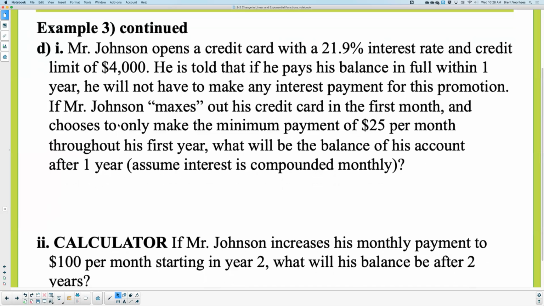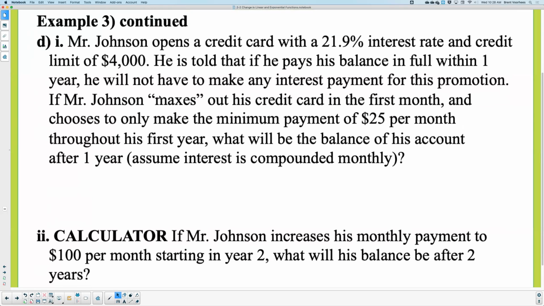If Mr. Johnson maxes out his credit card, that means he spends all $4,000 in the first month and chooses only to make the minimum payment of $25 per month throughout the first year. What will the balance be of his account after 1 year? Uh-oh. So let's say $25 times 12. So how much did he actually pay? So how much did he spend? Let's start there. Spent 4,000. He spent 4,000.